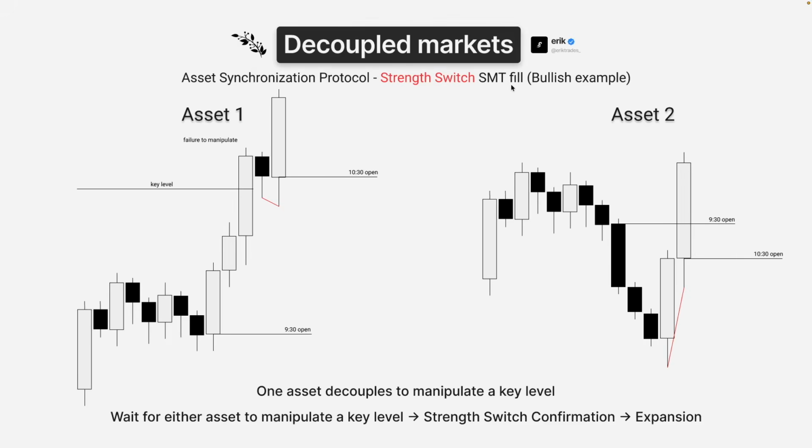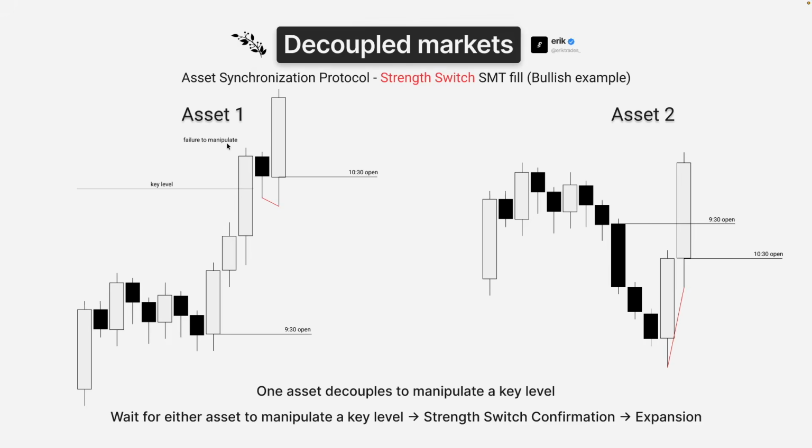Here you have a strength switch SMT fill, where you have asset 1 at the 9:30 open, basically just opens up and trades higher, while asset 2, at the 9:30 open, just opens up and trades lower. So you have a decoupling here. While asset 2 is bearish, asset 1 is bullish. But what happens here? You have a failure to manipulate with the bullish asset. This is a bullish example, so we're going to assume a bullish profile in this diagram.